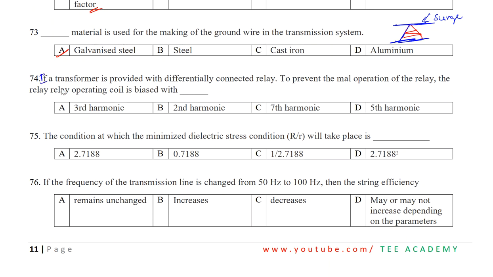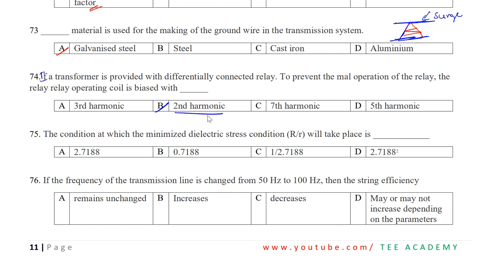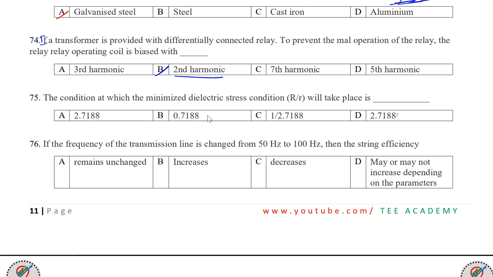So if a transformer is provided with a differentially connected relay, to prevent the mal-operation of the relay, the restraining coil is biased with the second harmonics, not the operating coil. The transformer has heavy inrush currents and it has rich second harmonic content.